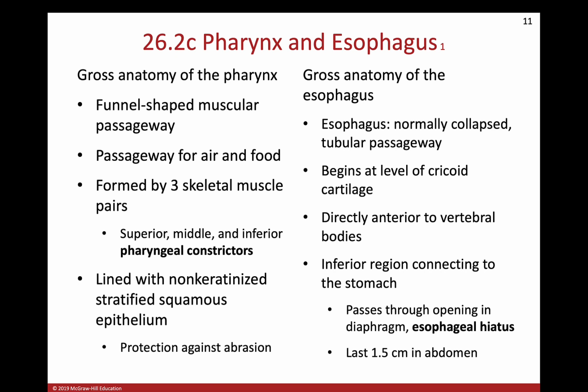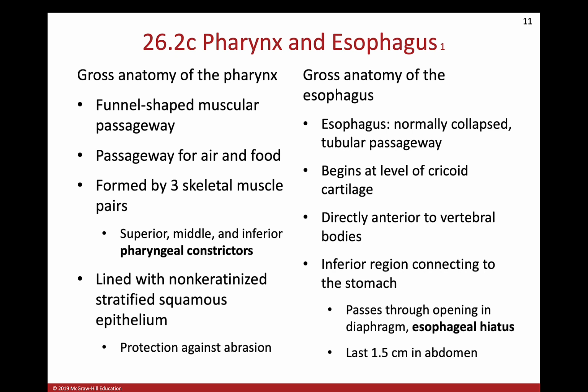Unsurprisingly, the pharynx is going to be lined with non-keratinized stratified squamous epithelium, because the pharynx is an area where there could be mechanical stress. Now, generally, the esophagus is a collapsed tubular passageway. It begins at the level of the cricoid cartilage. It is directly anterior to the vertebral bodies, and it is the inferior region of the esophagus that connects to the stomach.